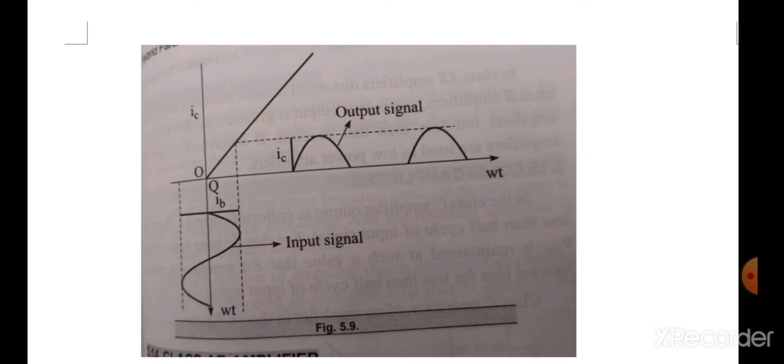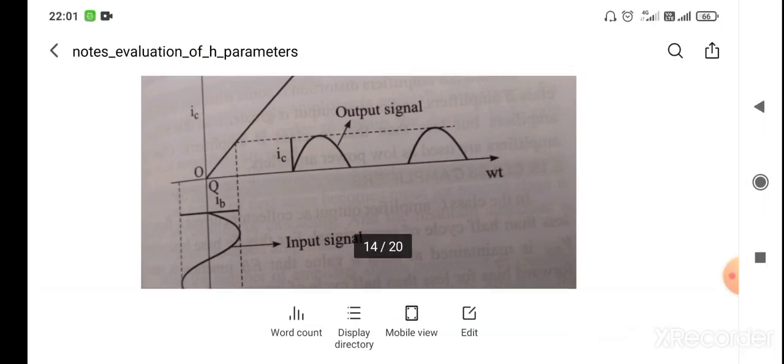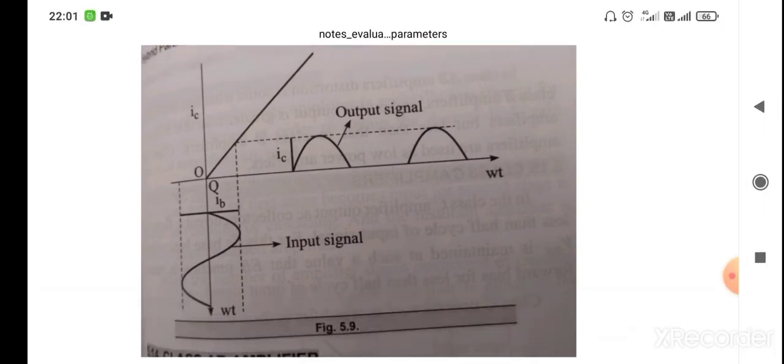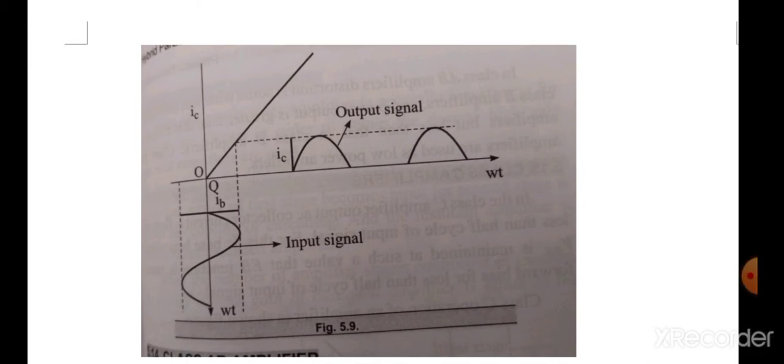It means that the Class B amplifier is more efficient and gives more output as compared to the Class A amplifier. Why? Because the Class A amplifier operates for the complete cycle of the input signal, but the Class B amplifier operates for the half cycle of the input signal. It means that the efficiency and power are high in the Class B amplifier.